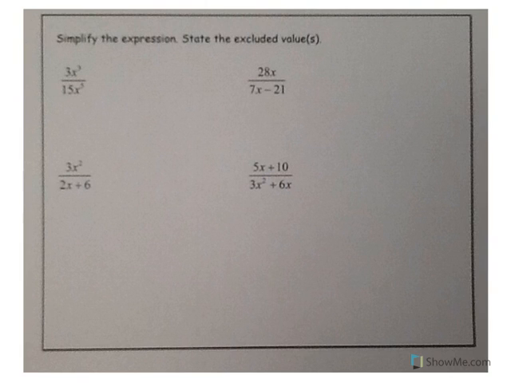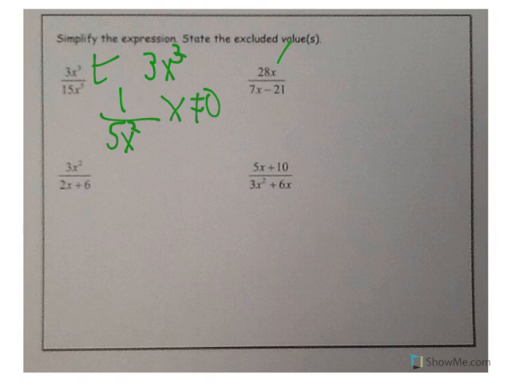So what I need to do now, looking at this problem here, is ask what goes into both 3x cubed and 15x to the fifth? Well, 3 goes into both 15 and 3, and x cubed goes into both of them as well. So when I divide it out, I'm going to end up with 1 over 5x squared. So that's how it's going to look, and my excluded value is just going to be x is not equal to 0.